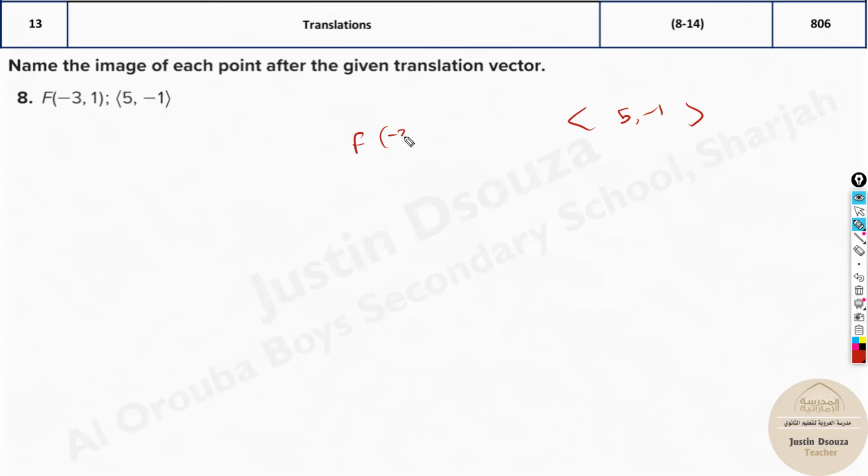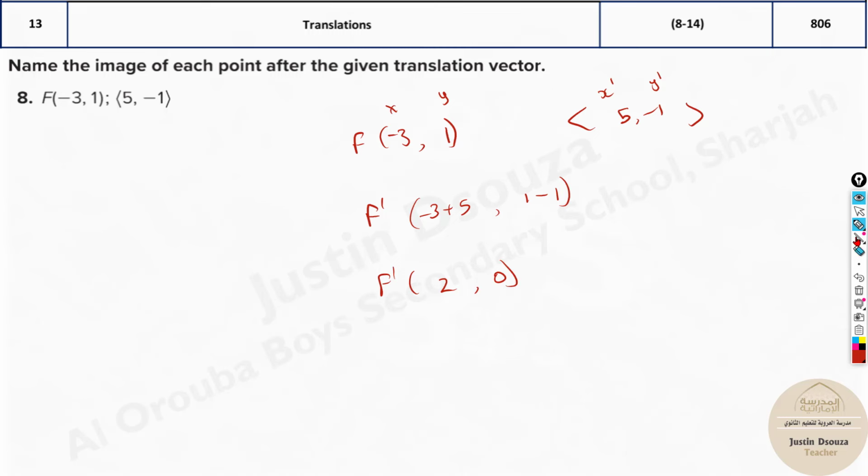The point is given as minus 3 comma 4. When you translate it, it becomes F prime. Now then, what you need to do is just add this vector. It is so simple. Now this is x and y, right? We will call it x prime, y prime. Just add it up. It'll be minus 3 plus 5 and 4 plus minus 1, which will be 3. So F prime will be basically 2 comma 3.